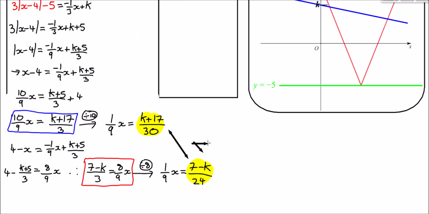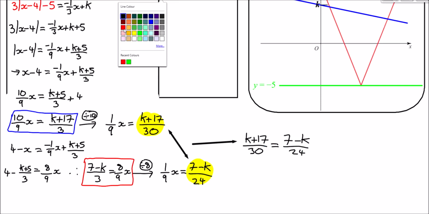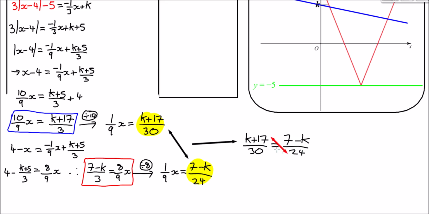So from these two, that line was a mistake. I can then say that k plus 17 all over 30 must equal 7 minus k all over 24. So if I now cross multiply these two together, there's other ways of solving it, but I quite like the cross multiplication way if I've got one fraction equal to another.